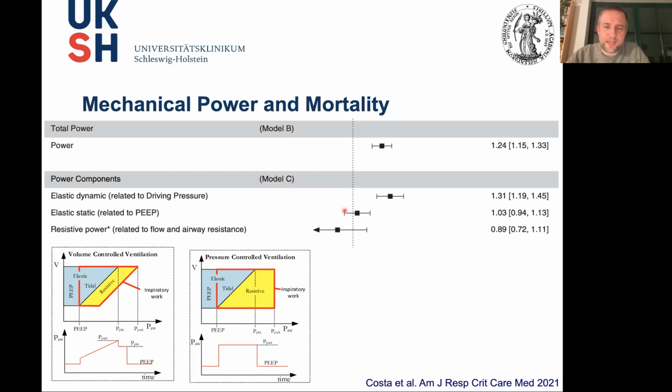So it looks like the association of total power with mortality comes mainly from the fact that the elastic dynamic, the tidal power that is related to driving pressure, when this goes up, this increases lung injury and this increases mortality. So when you have a high driving pressure and high tidal volume combined with a high respiratory rate, then this will increase mortality according to these data.